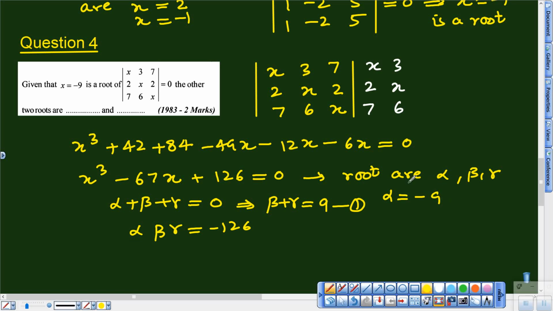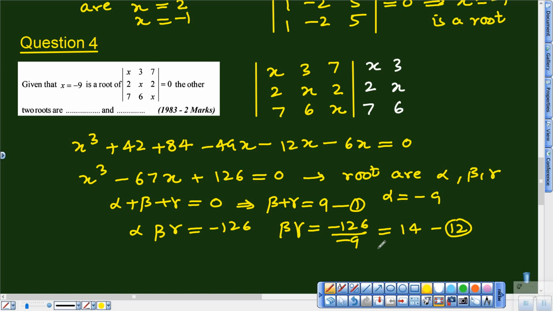And since alpha is minus 9, that's why beta into gamma, let me write gamma neatly. Gamma is going to be equal to minus 126 upon minus 9, which is 14. Equation number 2. You can see that now we have come down to finding two numbers beta and gamma whose sum is 9 and whose product is 14.